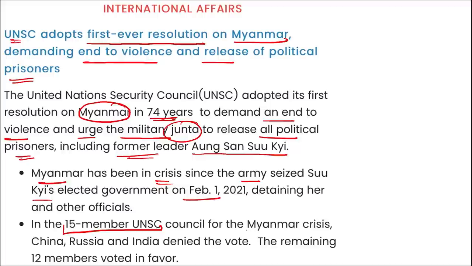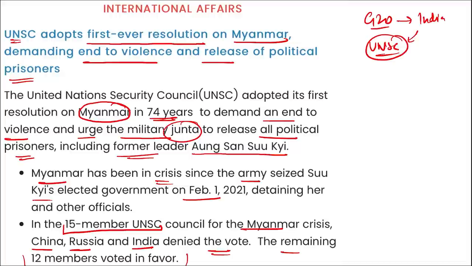The remaining 12 members voted in their favor. Alright, also if we talk about G20, who is having the presidency? India. Who is having the chairmanship of the United Nations Security Council this time? It is also with India only. Alright, presidency for United Nations Security Council is also with India for this year.